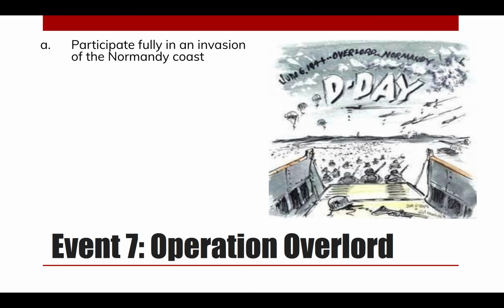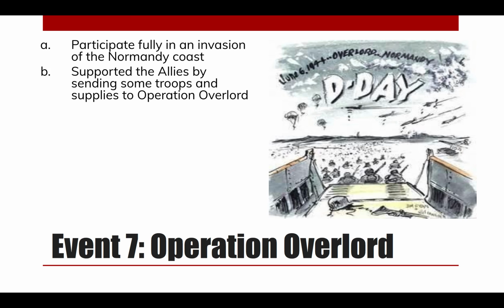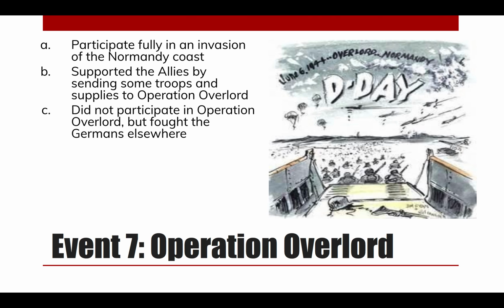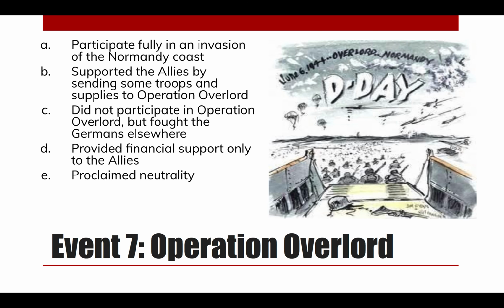A, participate fully in the invasion. B, support the Allies by sending troops and supplies. C, did not participate but fought Germans elsewhere. D, provided financial support of the Allies. E, proclaimed neutrality. F, proclaimed neutrality but secretly assisted the Allies. What did your country do? Give a good pause right here, and we're almost done.